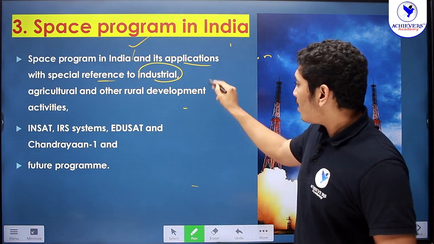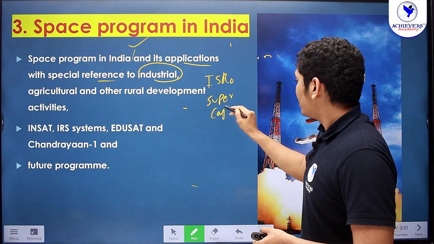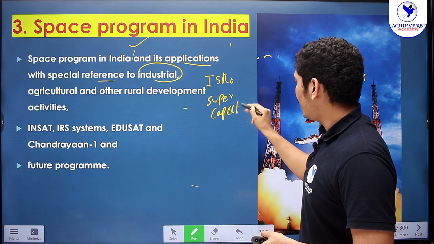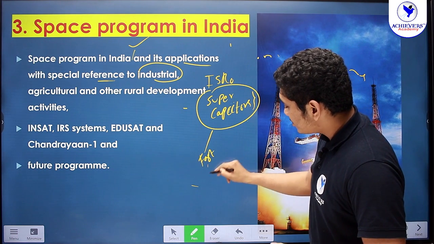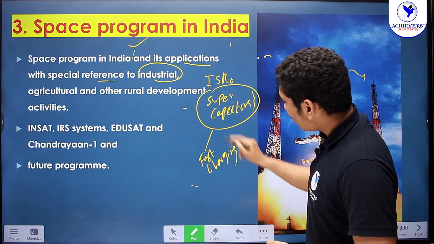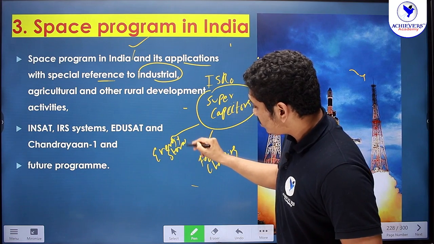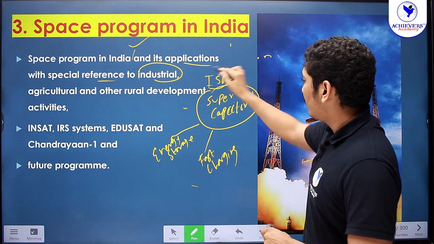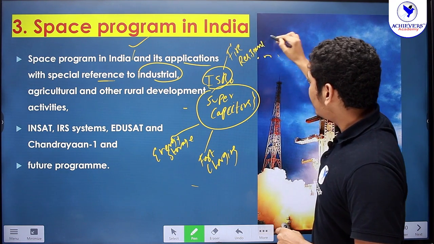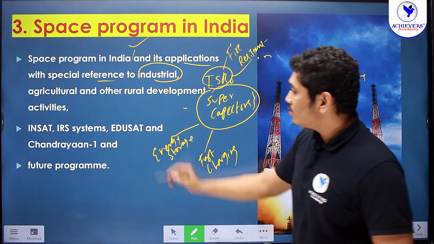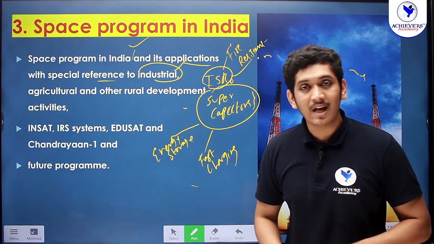For example, ISRO has developed supercapacitors. These supercapacitors can be used for fast charging, and they can also be used for energy storage. ISRO also has developed technologies like fire resistant materials. How these technologies developed by ISRO can be utilized in industry, those applications I will be telling you with real life examples.